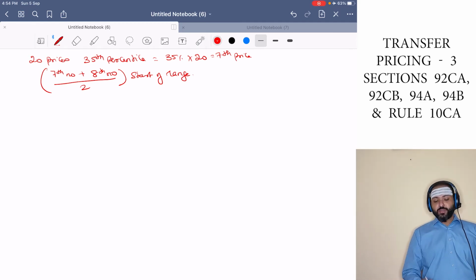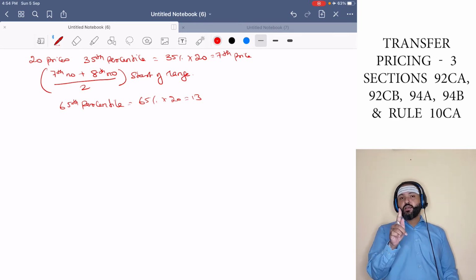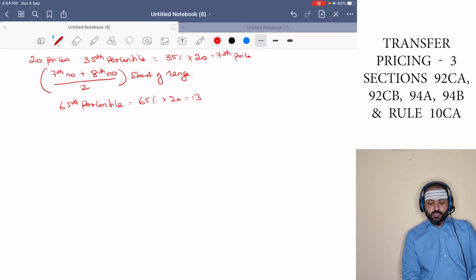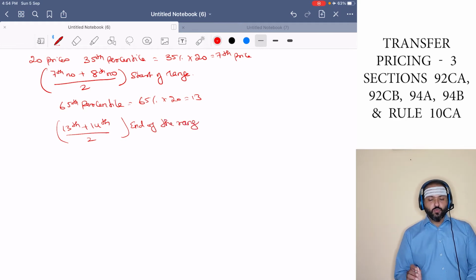Likewise, for the 65th percentile, what will I do? I will take 65% into 20, that is 13. Is this a whole number? Yes. Will I take the 13th? No. I will take the 13th and the subsequent price, the 14th, divided by 2. This will be the end of the range. So this is what we will do.